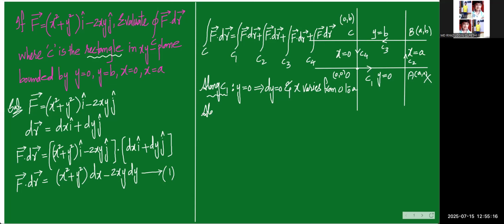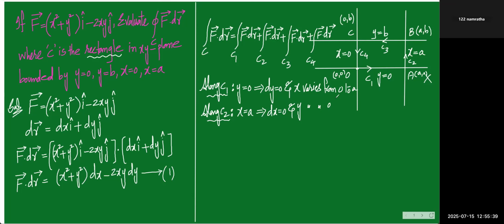Now similarly, along C2, look at that nature. X is equal to a, which implies that differentiation dx part will be 0, and it is parallel to the y-axis, so y limits are, y varies from 0 to b. Next, along C3.